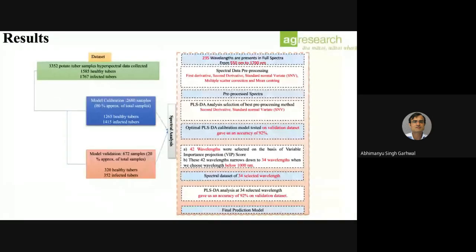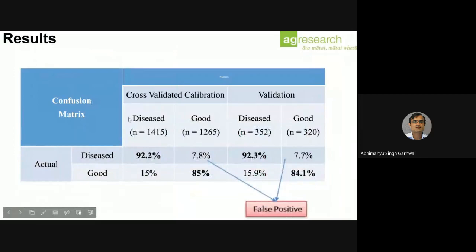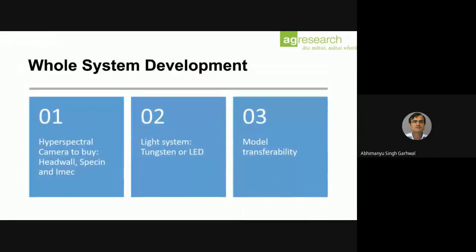So the cross-validated calibration accuracy for diseased is 92.92%. For the validation it is 92.3%. So it is a very good accuracy. But there are still false positives, where diseased tubers are treated as good. That we have to improve. And we improved that as well using convolutional neural network and 3D CNN. But that's the next stage of this project that we already did, and it's in the process of writing a paper.